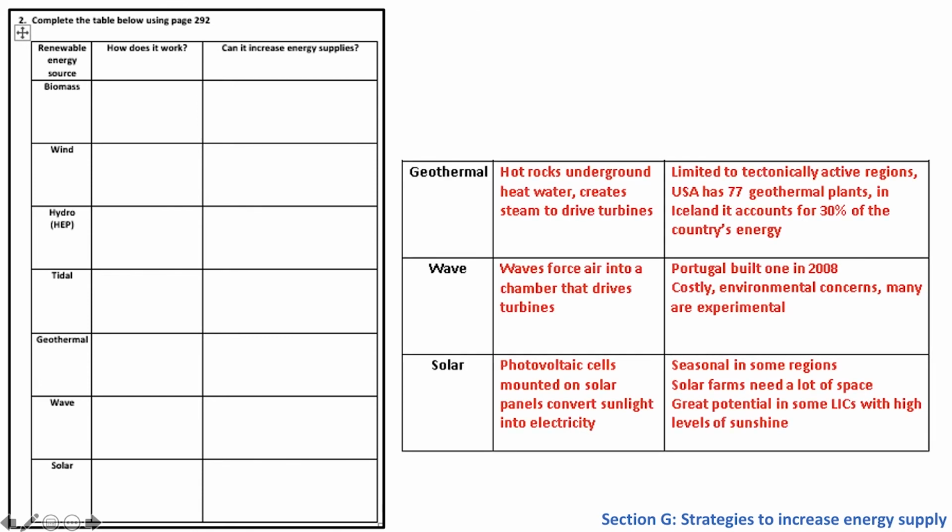Geothermal energy comes from hot rocks underground which heat the water and create steam which can drive the turbines. This is a good way of using renewable energy. However, it's limited to your geographical location. You need to be in tectonically active regions. The United States of America has 77 geothermal plants. In Iceland, it accounts for 30% of the country's energy. So where it can work on those tectonic regions, it can work successfully.